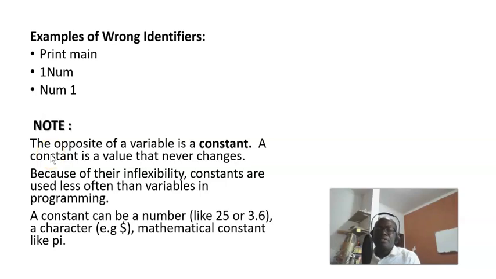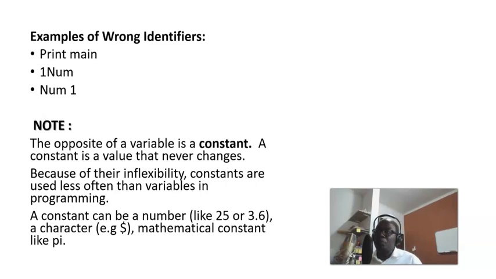Now, I need to mention that there's also what is known as a constant, and it's the opposite of a variable. A variable can accept different values which a user enters, but a constant, well, is a constant. A constant is a value that never changes, okay? And because of their inflexibility, constants are used less often than variables in programming. Now, a constant can be a number, any number, okay? And it can also be a character like a dollar symbol. You want it to be just like that, and it has a meaning. It's a currency symbol. Or it could be a mathematical constant like pi.